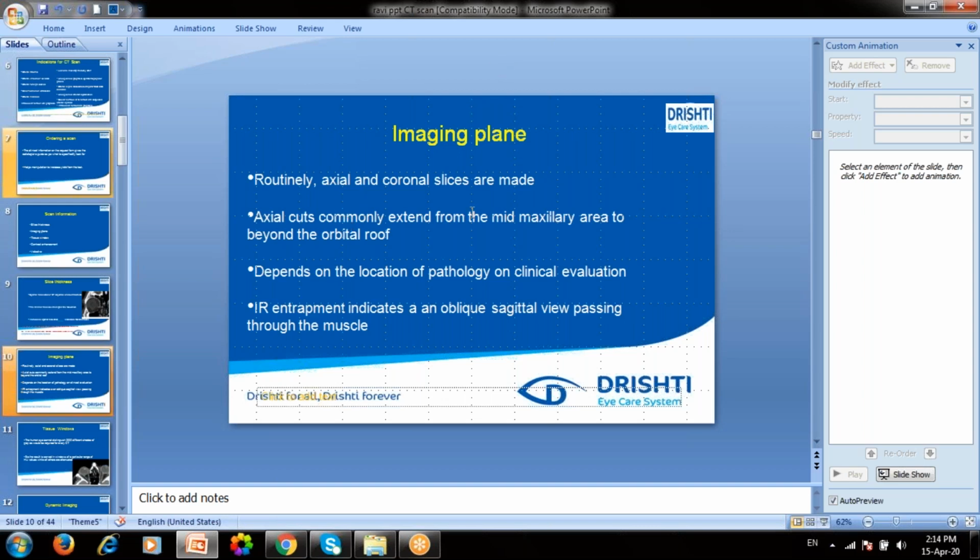So axial cuts commonly extend from the maxillary area to beyond the orbital roof. From down to up is the axial scan, and it depends upon the pathology and the clinical evaluation. Generally, the axial scan is very important for the orbit, while the coronal and sagittal are not used so much for eye purposes, but in other areas, like your stomach or your legs, the other scans will be important.